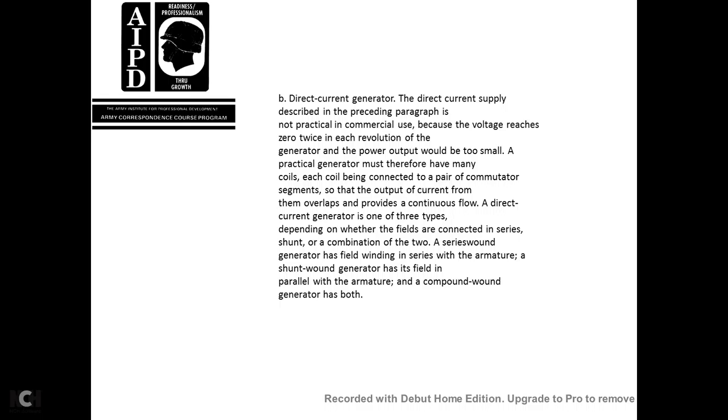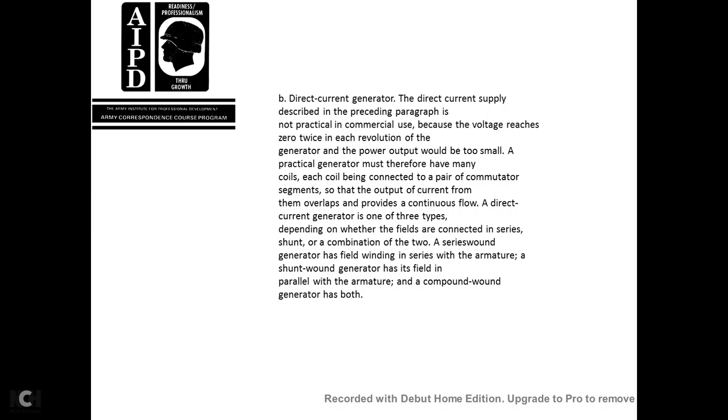Direct current generator. The direct current generator described in the preceding paragraph is not used commercially, because the voltage reaches zero twice in each revolution and the power output would be too small. A practical generator must therefore have many coils, each coil being connected to a pair of commutator segments, so that the overlapping output provides a continuous flow of direct current.